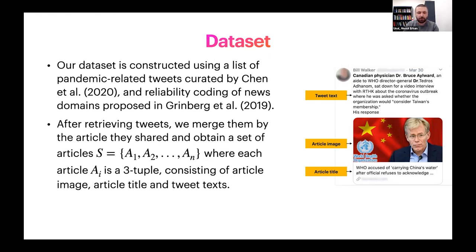In their work, they use red, orange, yellow, and green to denote the tendency of news sources to elicit fake news and misinformation, red being the highest and green being the lowest, and satire to denote self-describing satirical sources. After retrieving tweets, we merge them by article they shared and obtain a set of articles, each of which consists of article image, article title, and user generated tweet text sharing the article.